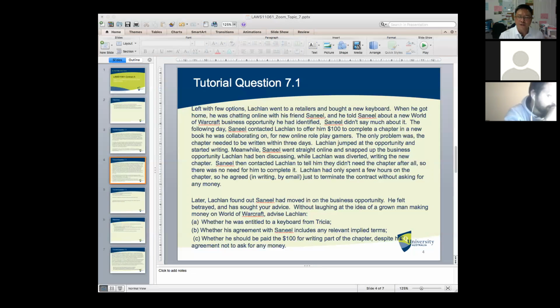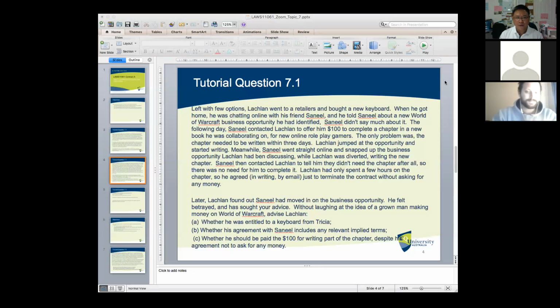There were 2 potential sources of bargain based on the facts, right? In relation to Sanil and Lachlan. What were they? Well, okay, because we're running out of time, let me just say it. One is in relation to Sanil asking Lachlan to write a chapter for him. But the other aspect was Lachlan telling Sanil about an online business opportunity. So those are the 2. Okay, so let's begin with that first one, because we're just kind of rushing things here.